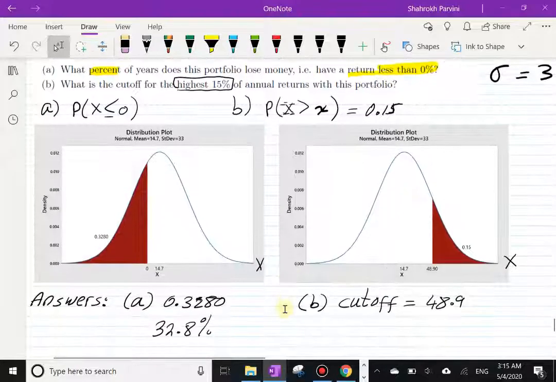Okay. And with that, let me show you. This is what I got. So the cutoff for the highest 15% is 48.9% annual return. And the probability that they lose money, less than 0, is better than 32%, almost 33%.